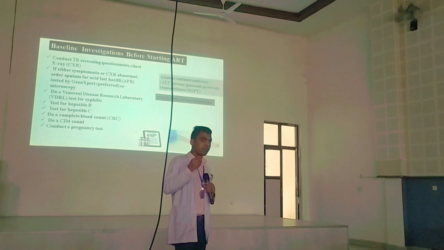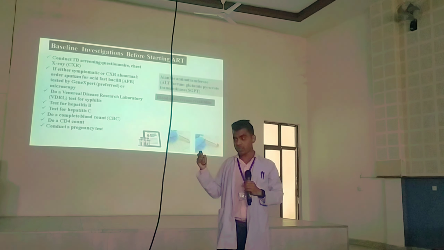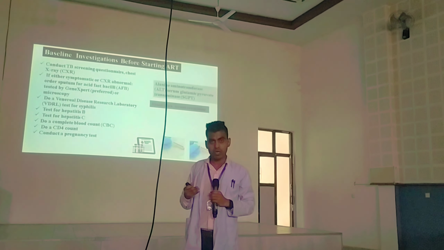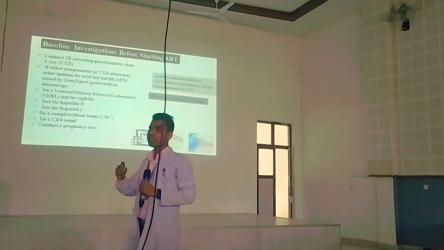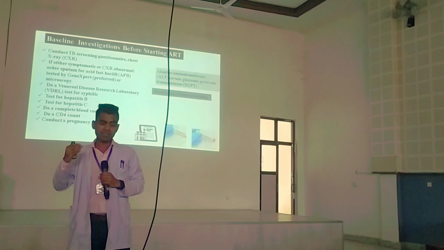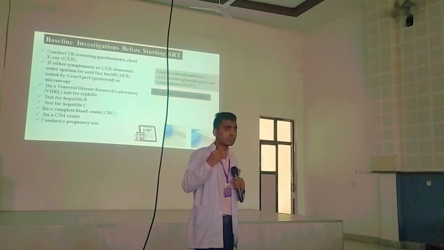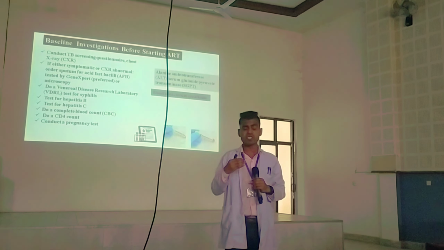So now, before starting the ART in the case of the adult, we should do some baseline investigations. You should know the immune status as well as the renal function and the liver function of the patient. We should also conduct TB screening as well as a chest X-ray for the patient.